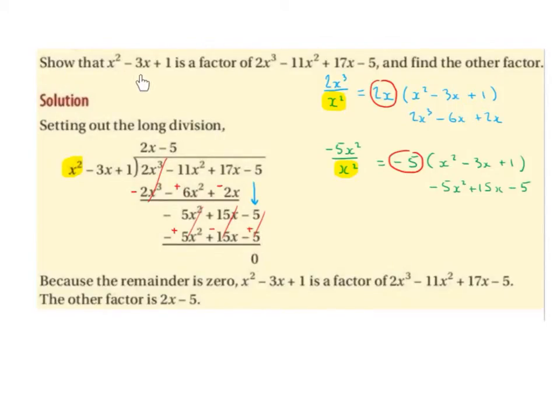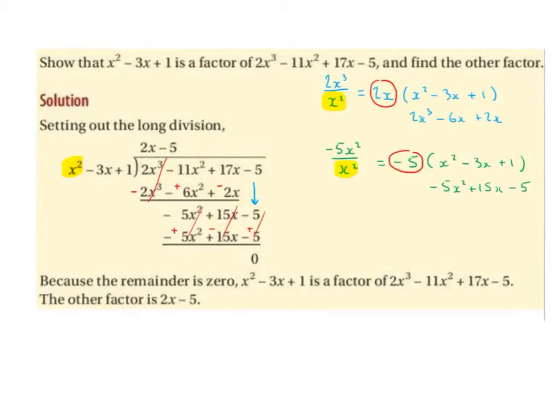Show that x squared minus 3x plus 1 is a factor of 2x cubed minus 11x squared plus 17x minus 5, and find the other factor. So we're going to use algebraic long division. We're going to set up our bus stop. We're going to put 2x cubed minus 11x squared plus 17x minus 5 under the bus stop, and x squared minus 3x plus 1 in front of the bus stop.